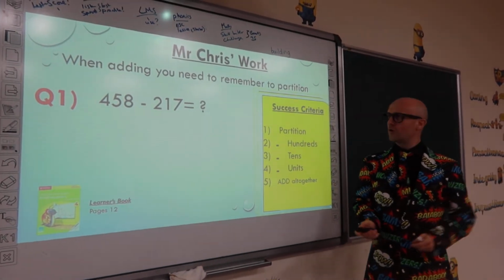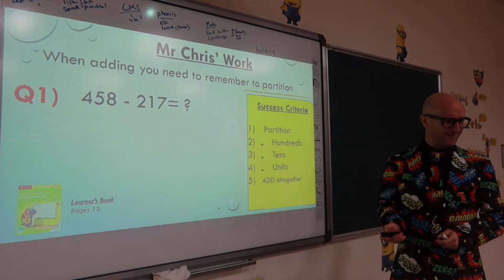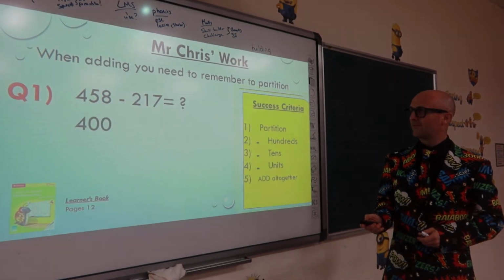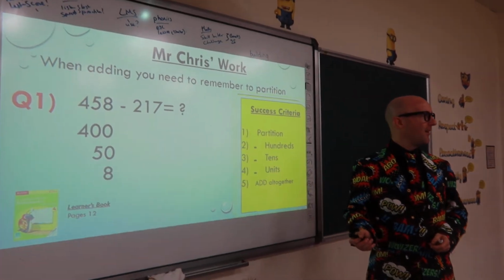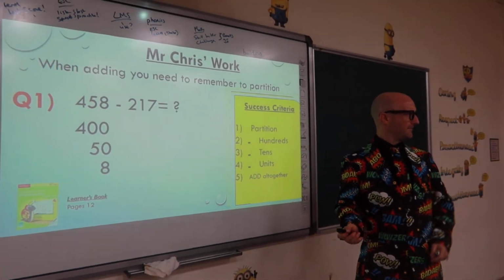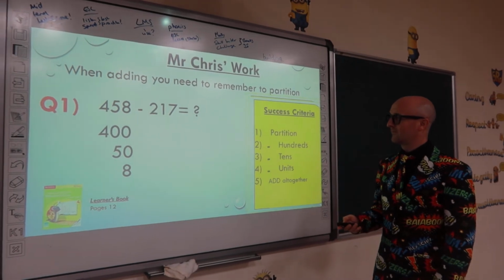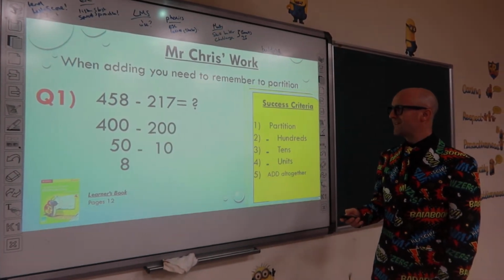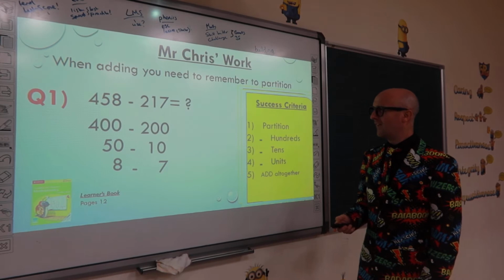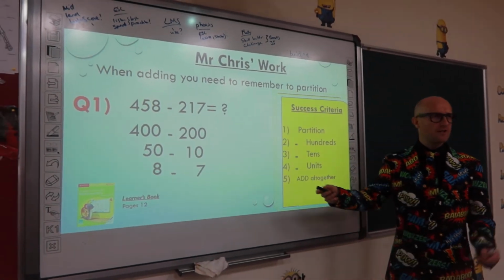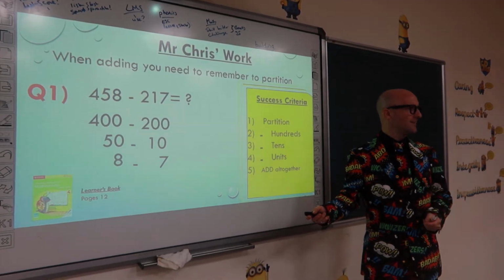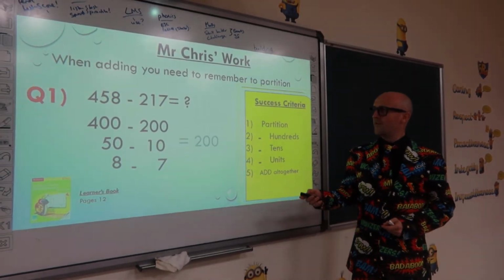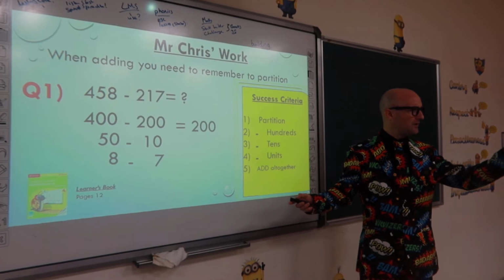458. What's 458 partitioned? 458. Kapow. Who can tell me 217 partitioned? 200, 10 and 7. Fantastic. 400 minus 200, can we do that? Yes. So 400 minus 200. Then 50 take away 10, can we do that?